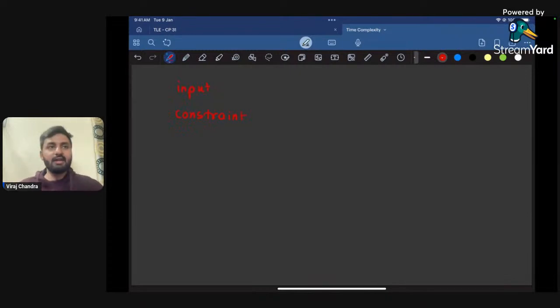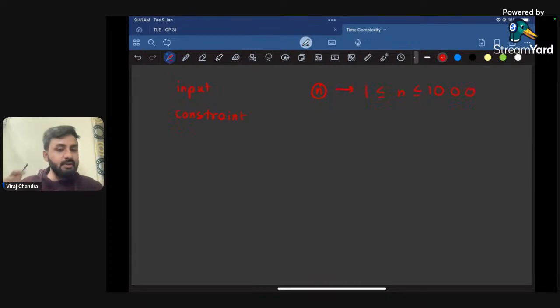Basically it means that, let's say the input is an array, for example, and that array has a total size of n. So the constraint on n means how much n can range from where to where. The line would be written something like this: 1 is less than equal to n is less than equal to 1000. So this is basically a constraint on n, which governs that n will be in this range only, that is 1 to 1000.